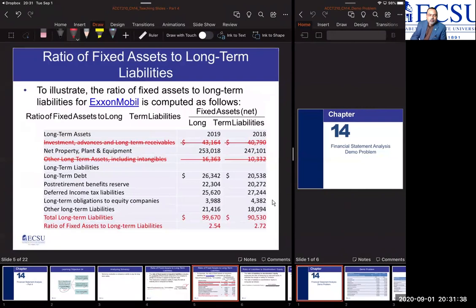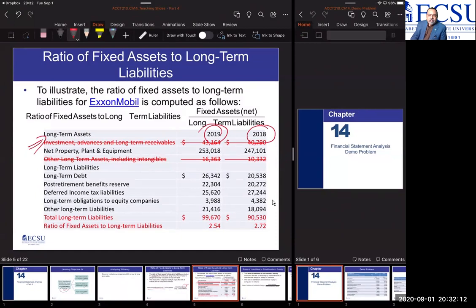So let's just go back and take the example of ExxonMobil. We have been taking that. You can download the 2019 annual report of the company and look at their balance sheet. The information given to us is for the year 2019 and 2018. And as you can see, I have crossed out the investment. Whenever we take the fixed assets, we leave out the investment the company has made in the long run.